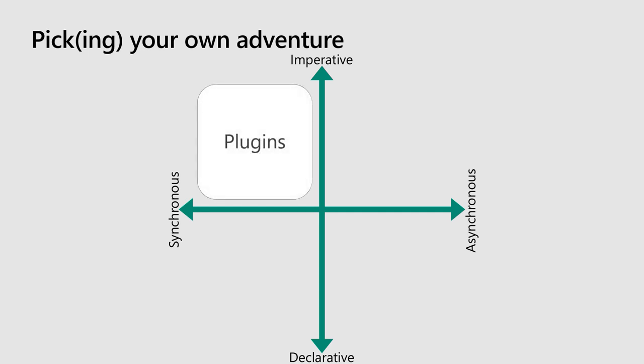Plugins. Ding, ding, ding. Good job. You get a t-shirt, assuming you already picked it up at the registration booth. Okay, so let's see. Our next one, synchronous and declarative. Which one there? Ding, ding, ding. Man, I hope you have a big bag to carry all those t-shirts.